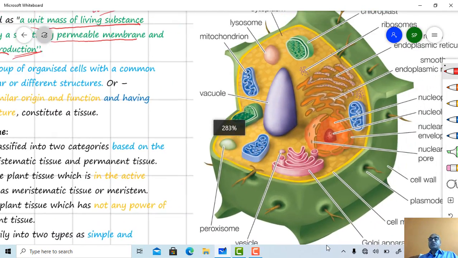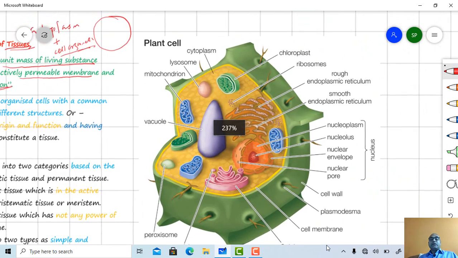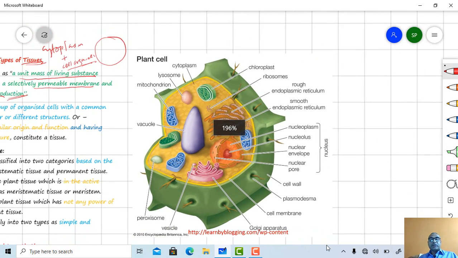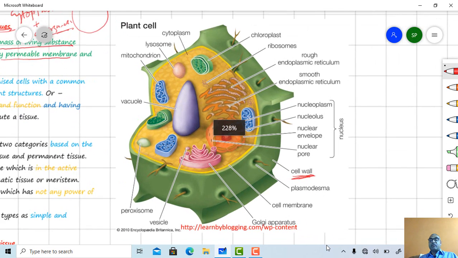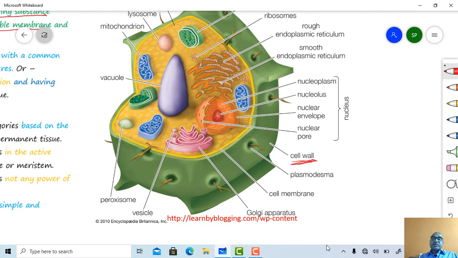Okay, if you see this as a plant cell, then just see the different parts of the cell. This is the cell wall. The outermost boundary present in a plant cell is the cell wall. After the cell wall, there is a plasma membrane. Okay, this plasma membrane is also called the cell membrane. In an animal cell, the cell membrane is the outermost boundary, while in a plant cell, this cell membrane is again enveloped by the cell wall.